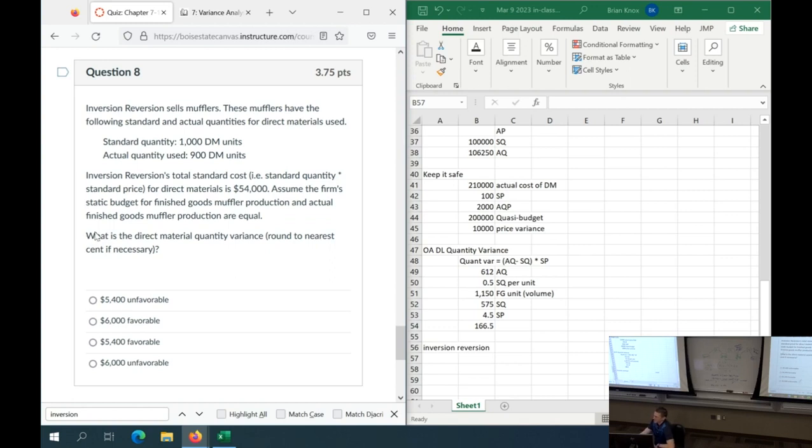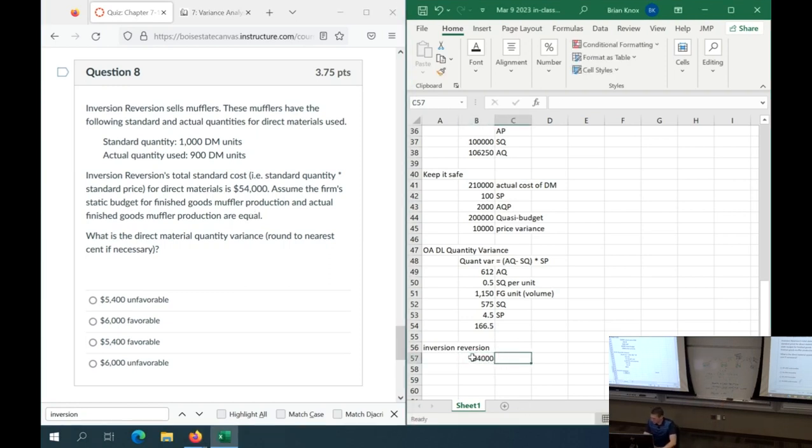What is the direct materials quantity variance? So what I've given you is this rectangle, $54,000, the total standard cost. And then I've given you actual quantity used and standard quantity, but I did not give you standard price. So you're going to have to take that $54,000 and the standard quantity to tease out what the standard price is. And then you can solve for the quantity variance, either by multiplying the actual quantity by standard price and then taking this minus this, or by doing the algebra now that I have the standard price. So let's look at both ways of doing that.